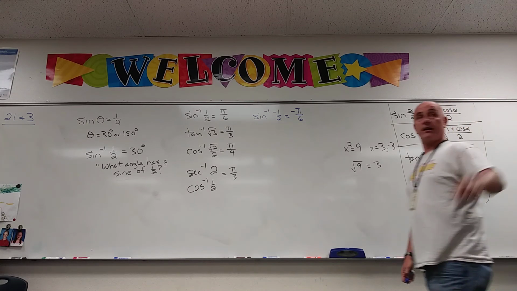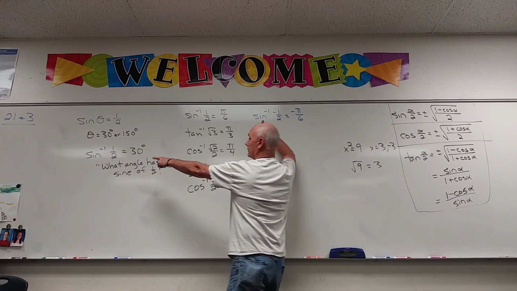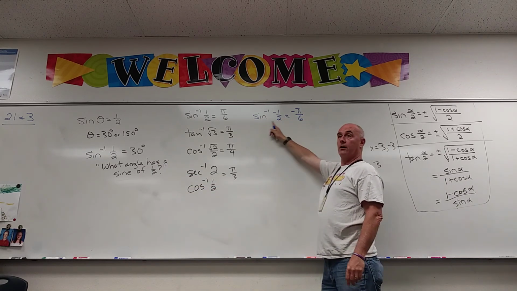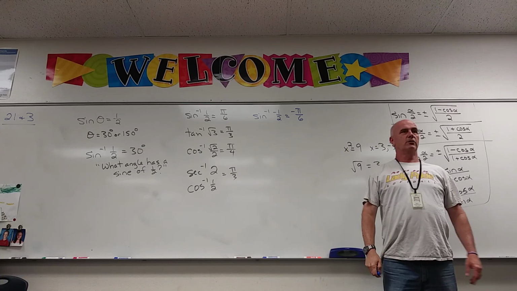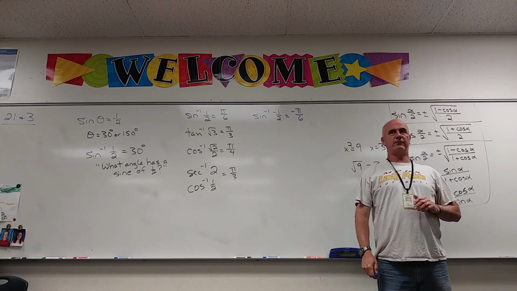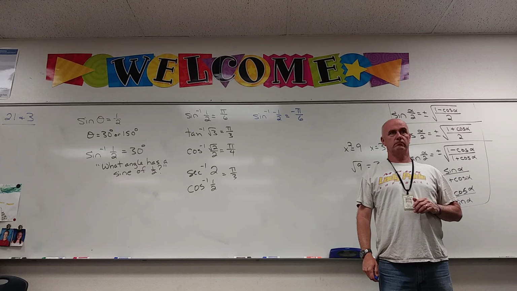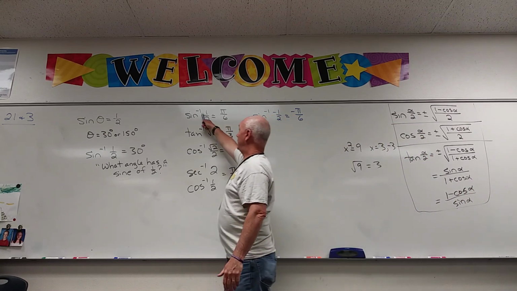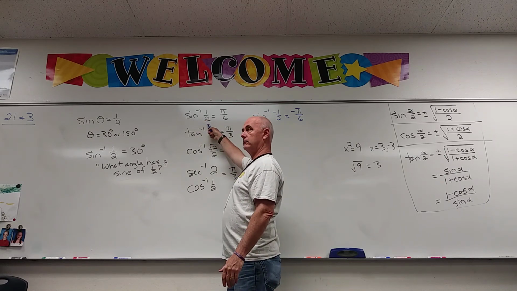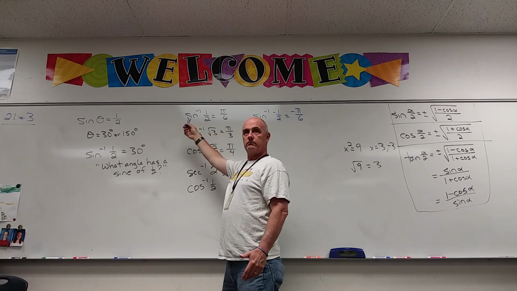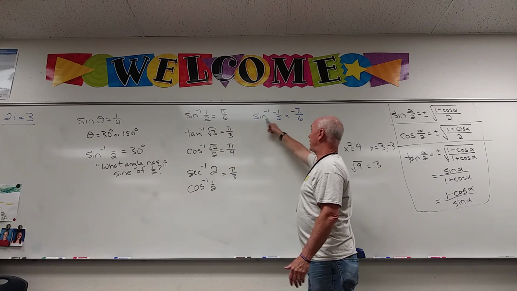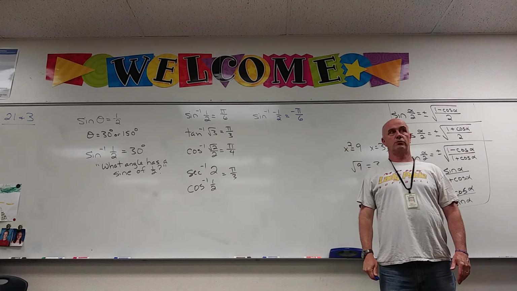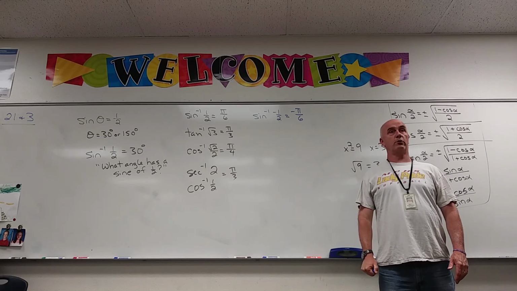Because remember what this is saying. What angle has a sine of negative 1/2? So for it to become negative 1/2, we have to change the quadrant. What angle has a sine of 1/2? Well, that's a first quadrant angle. But what angle has a sine of negative 1/2 changes the quadrant? To which options? 3 or 4.